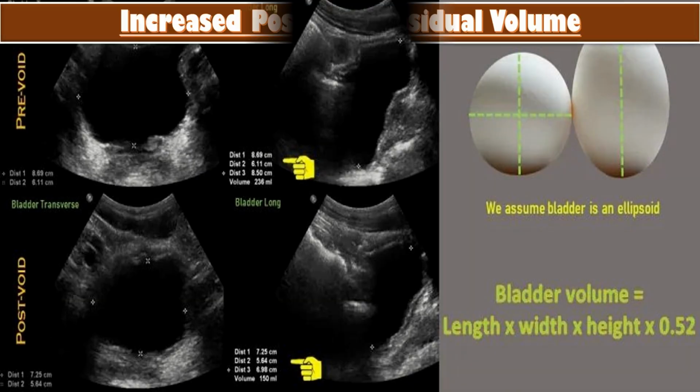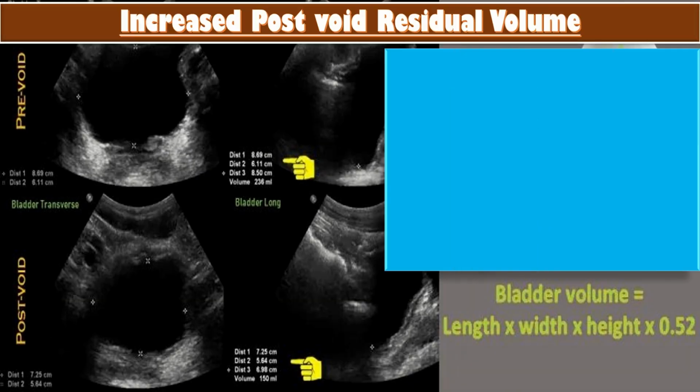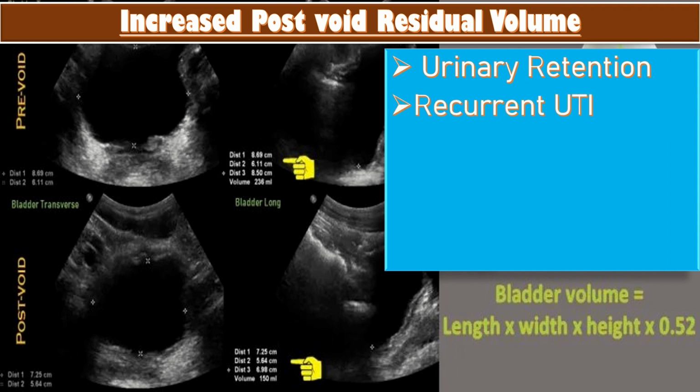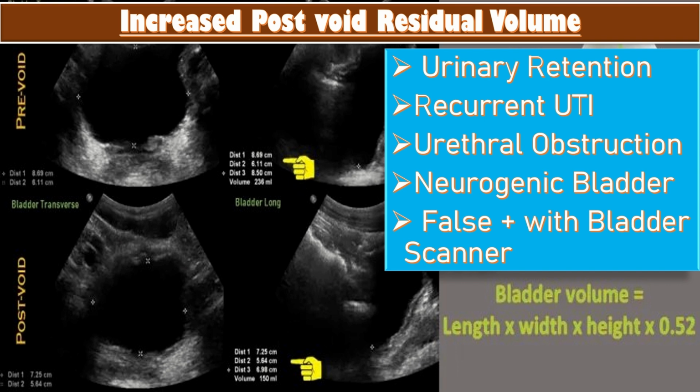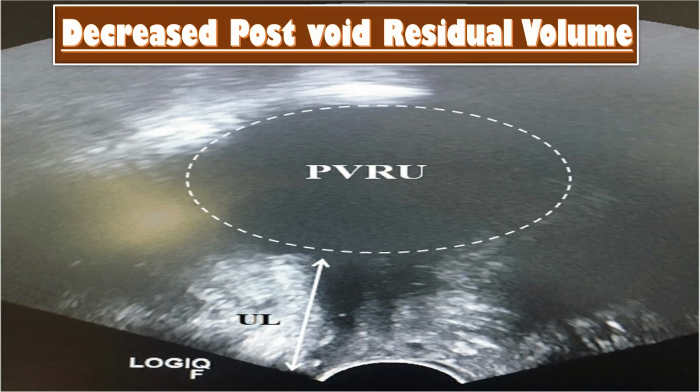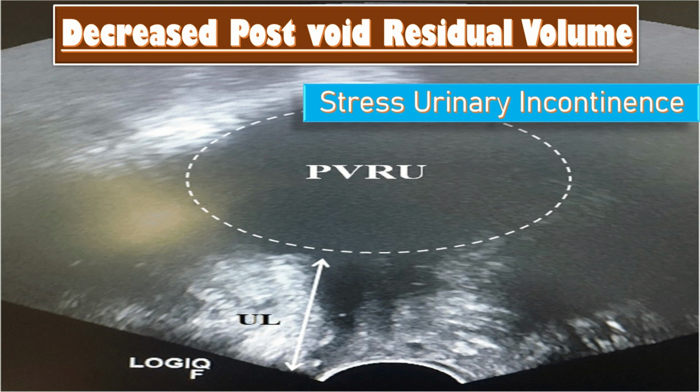Increased post-void residual volume occurs in urinary retention, recurrent UTI, urethral obstruction, for example, pelvic mass, anterior vaginal wall prolapse, TVT or TOT that is too tight, neurogenic dysfunction, poor detrusor contractility, for example, in case of diabetes mellitus, and in cases of false positive with a bladder scanner, like in cases of a large fibroid and pelvic masses. Decreased post-void residual volume occurs in stress urinary incontinence.